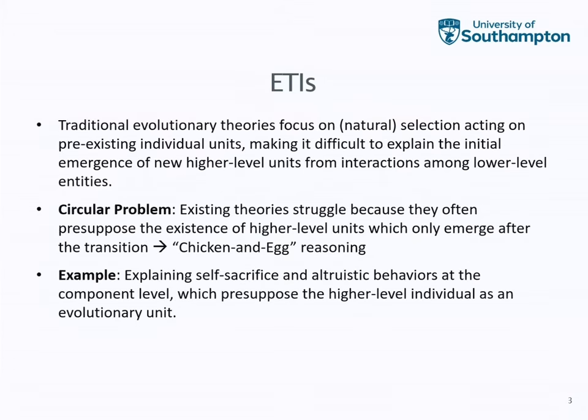The evolutionary puzzle here is that the classic theory of evolution by natural selection focuses on the competition between self-interested units. So it's harder to imagine how natural selection can explain the emergence and evolution of new higher-level units from interactions among lower-level entities. Here we are facing a circular problem, or chicken-and-egg reasoning, because most existing theories presuppose the existence of higher-level units, which only emerge after the transition.